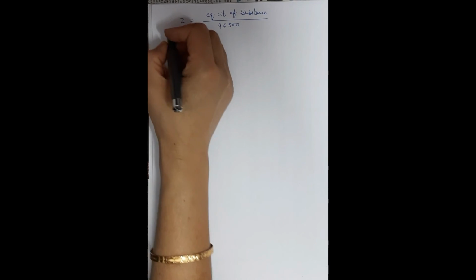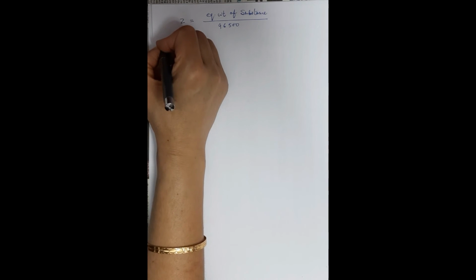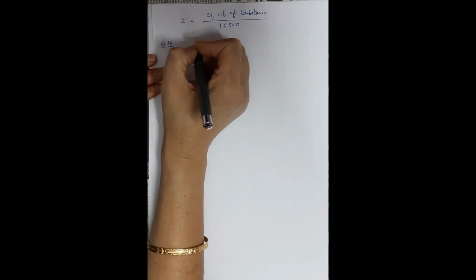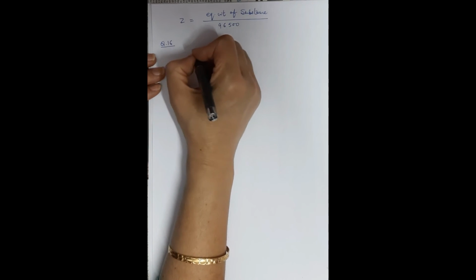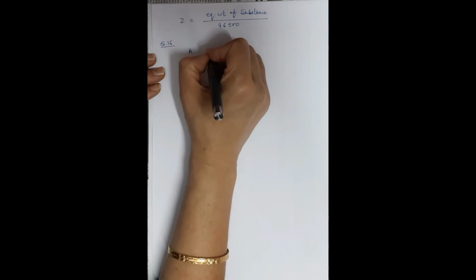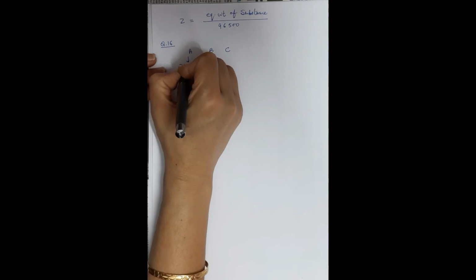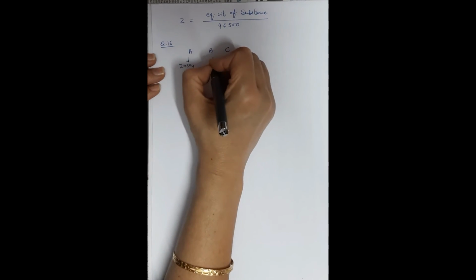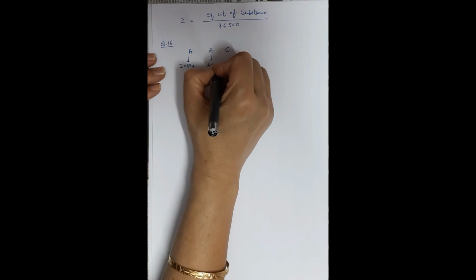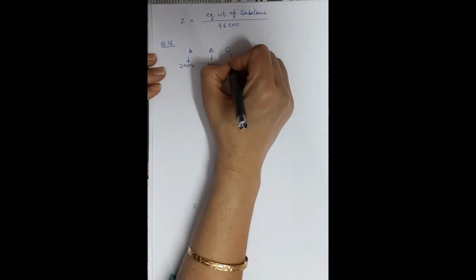Children, I will discuss a numerical here which is given in the NCERT text. It is question number 16. They say there are 3 electrolytic cells A, B and C, and they contain zinc sulfate, silver nitrate and copper sulfate.